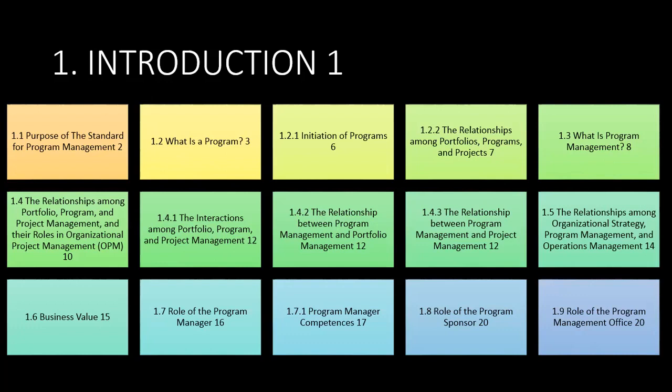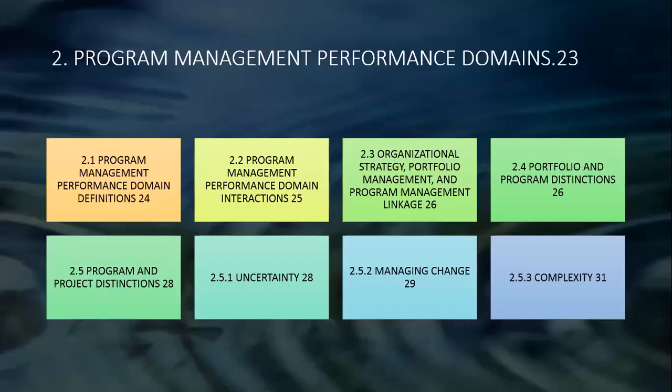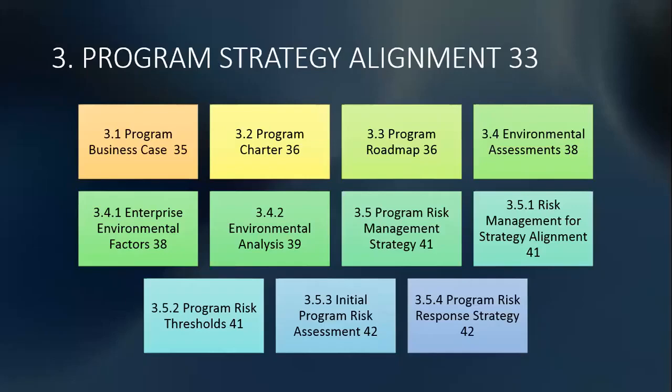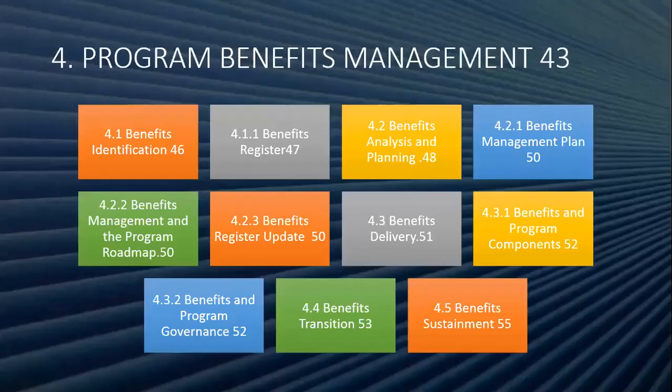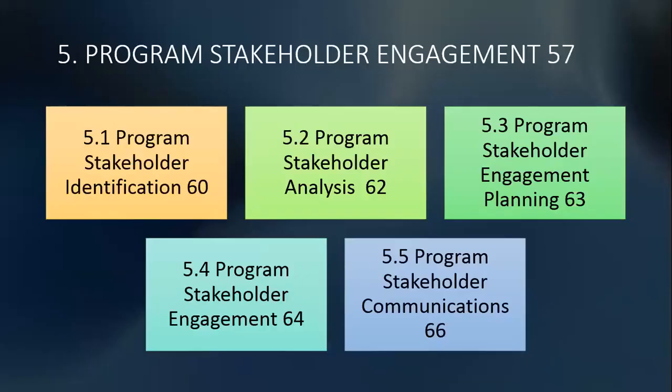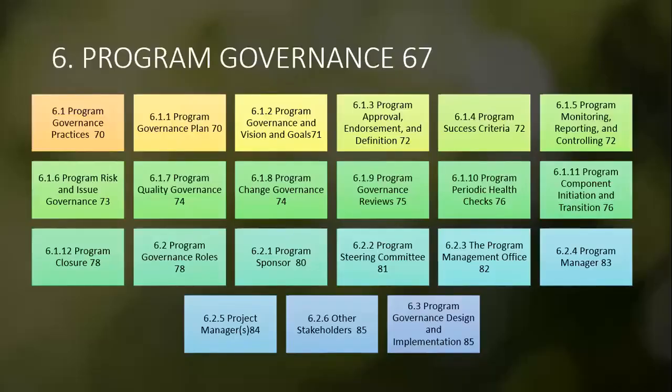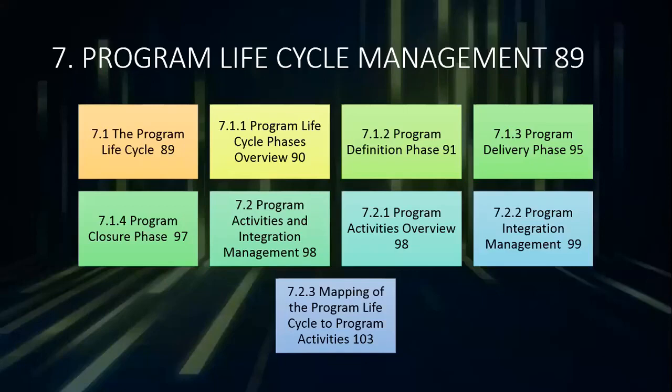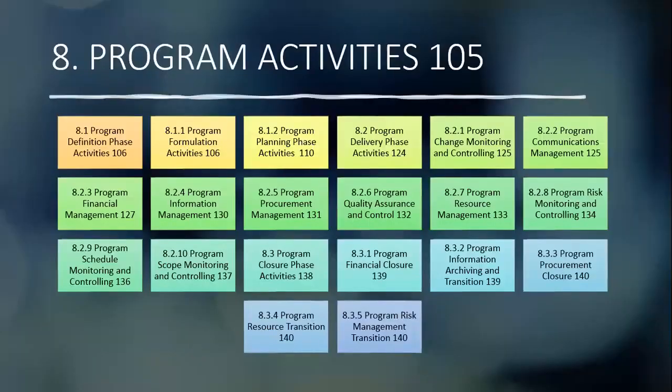Chapter 1 is the introduction, which we'll cover. Chapter 2 is about program management performance domains, which we'll take a look at. Next is program strategy alignment. Chapter 4 is program benefits management. Chapter 5 is program stakeholder engagement. Chapter 6 is program governance. And chapter 7, program lifecycle management. And that takes us to chapter 8, which is program activities. So we're going to go through these very quickly.